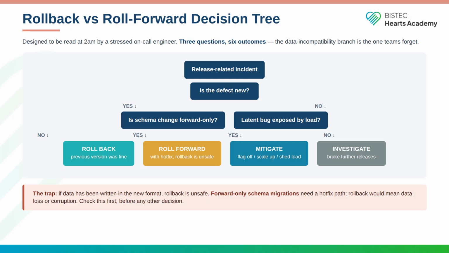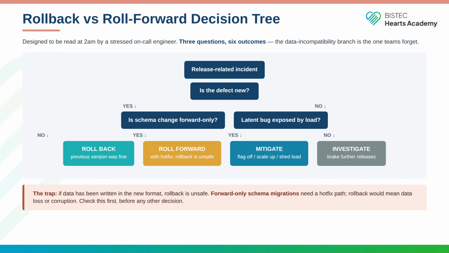Second question, is the schema change forward only? If yes, and the new release has written data in the new format, rolling back is unsafe. You would corrupt or lose that data. The answer is roll forward with a hotfix. Rollback is not an option. If no, the schema is backward compatible. Proceed to the third question.